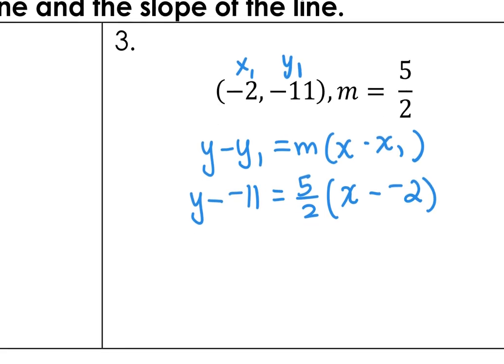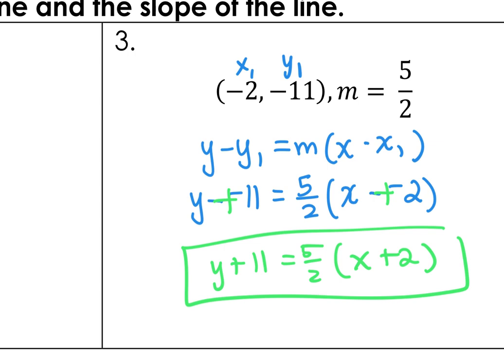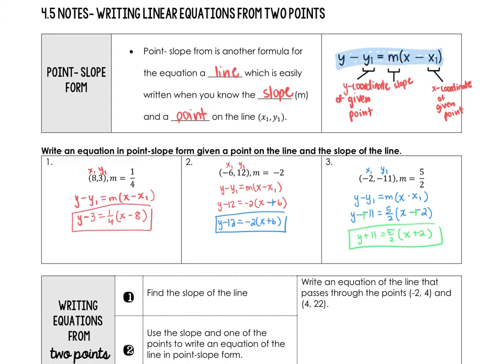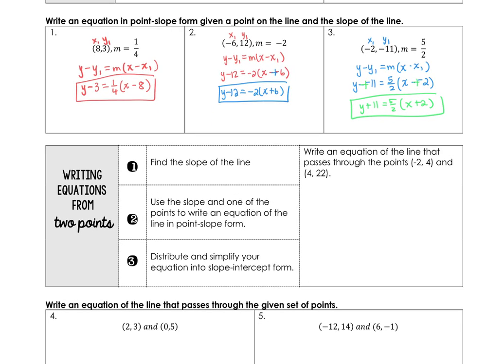So what happens? How does that simplify? To a plus, right? When we minus a negative, that becomes a plus. So the point-slope form of this equation is y plus 11 equals 5/2 times x plus 2. Because when we minus a negative, it becomes a plus. That's the actual point-slope form. It would be simplified with those plus signs. Everybody cool?